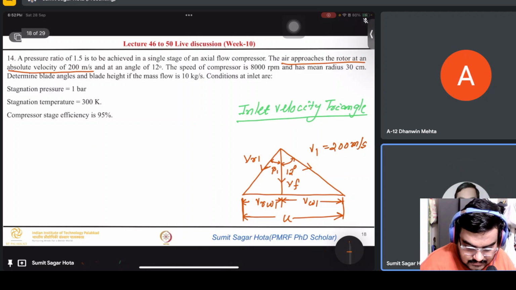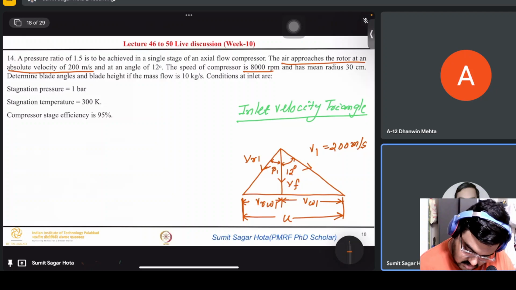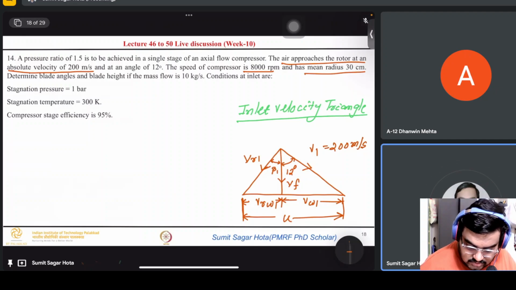In this type of question, one very simple thing we always find out is U, because the RPM is given. And you see it has a mean radius of 30 centimeters, so the diameter is 60 centimeter, which is 0.6 meter. So now we have D and we have N, so U equal to pi D N by 60. So we can now find out the blade speed.